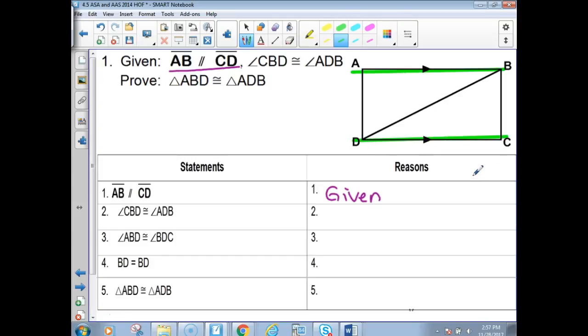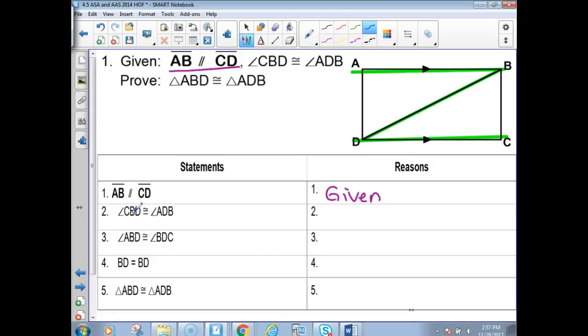Is there a transversal in here? What is it? DB? Okay. Do you see the Z now? That might come in handy during the proof. All right, so I'm going to go on now and just look at what's in the proof. We saw AB parallel to CD.